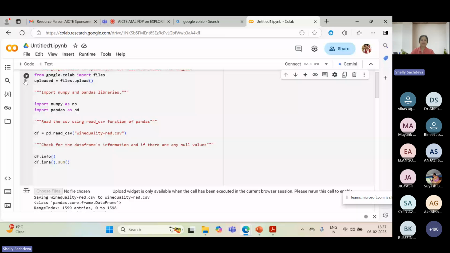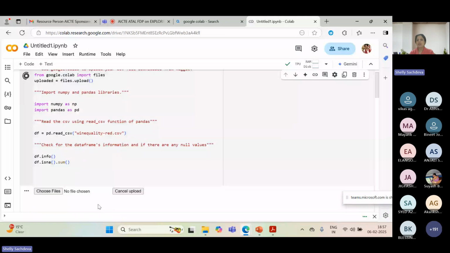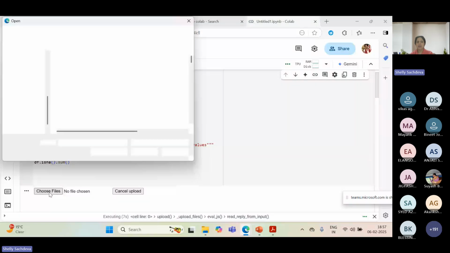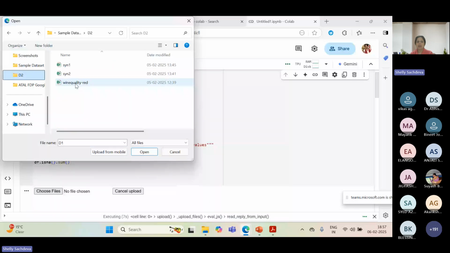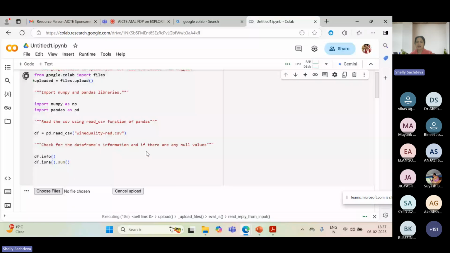Once you run it, it says connecting to the Python 3 Google Compute backend engine. It'll prompt you to choose the files. The files are not available at this place, so it tells you to select your data set, where you have kept it. This is where I've kept the data set. I selected it, chose it, and opened it.